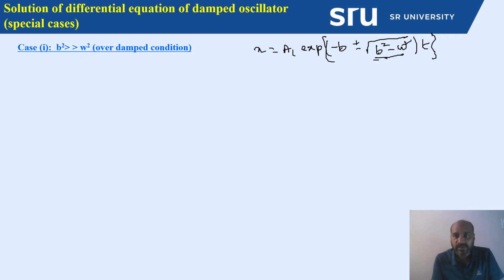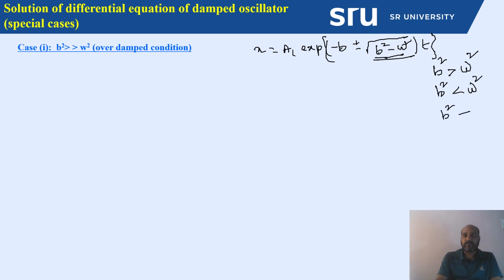Now we are talking about this term. I mean the three possible conditions are, first, b square may be greater than omega square. The second possible condition, b square may be less than omega square. And the third one is b square may be equal to omega square. So these are the three broad conditions, and we'll see each one individually.